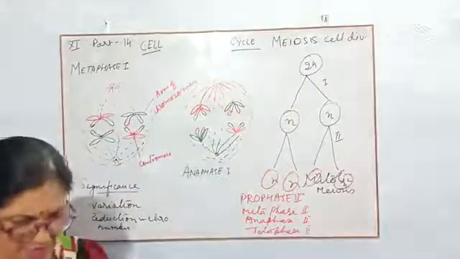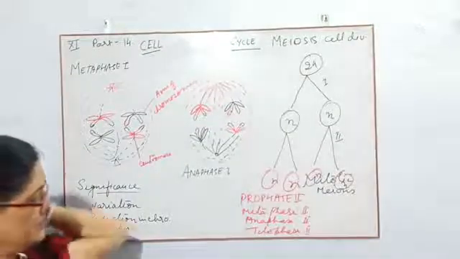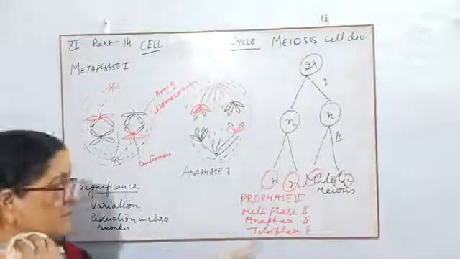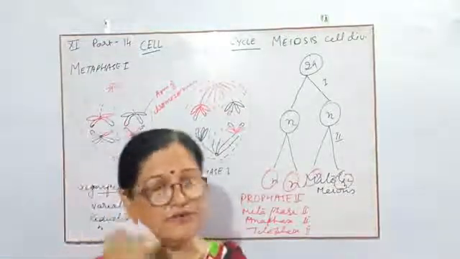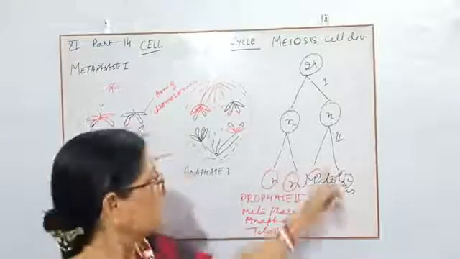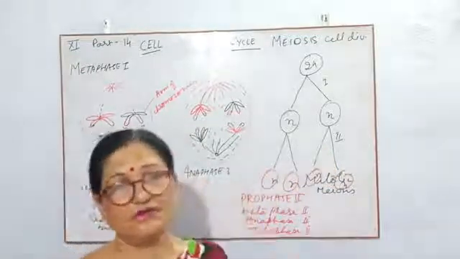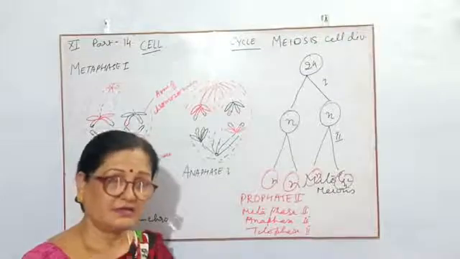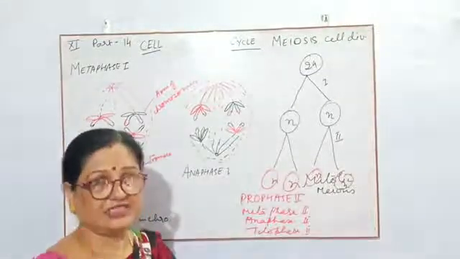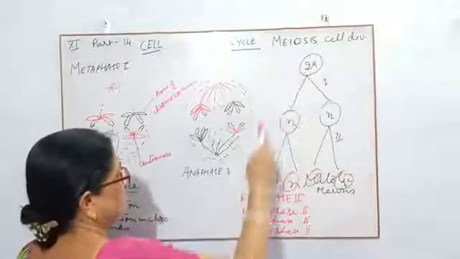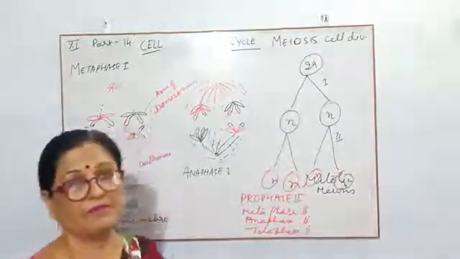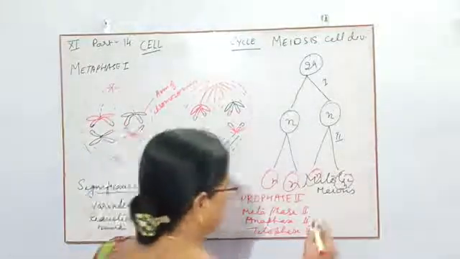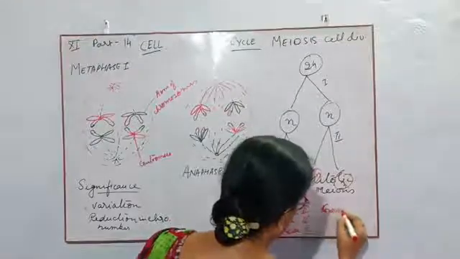So children, when they reach telophase 2, at that time there will be the division of cytoplasm, that is cytokinesis, and it is very essential. Otherwise one diploid cell can't produce the 4 haploid cells, or you can say now they are known as gametes. After this they can form gametes.